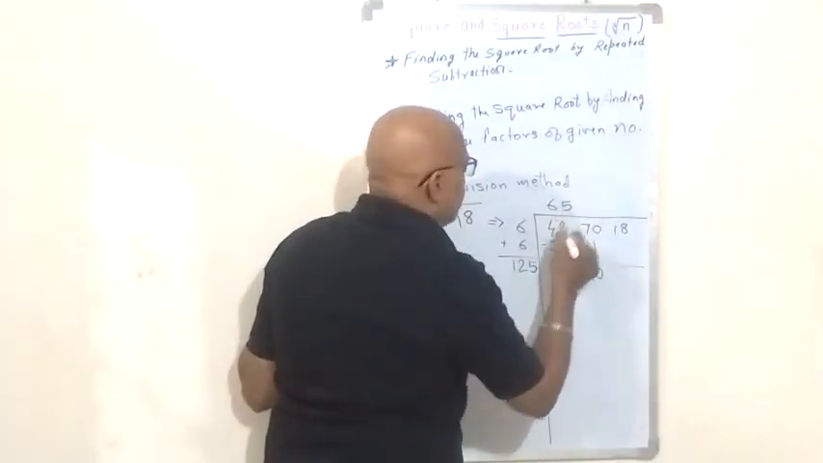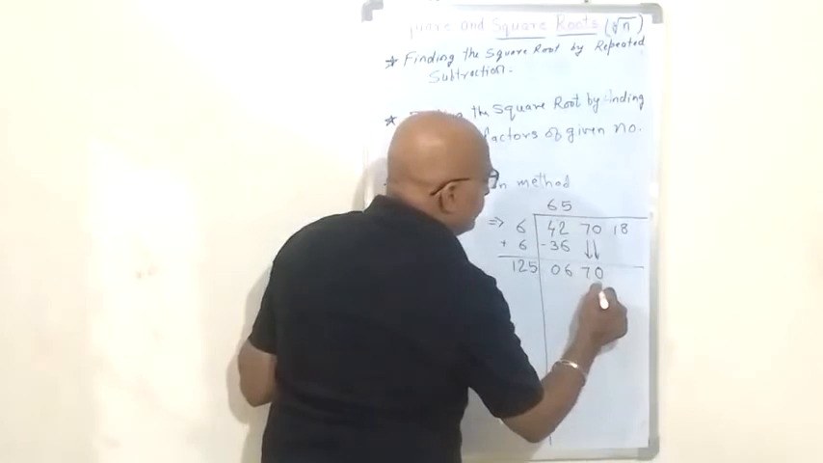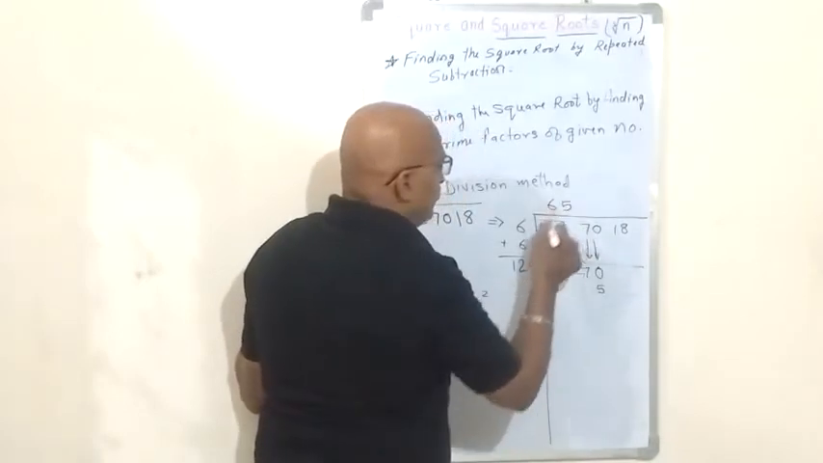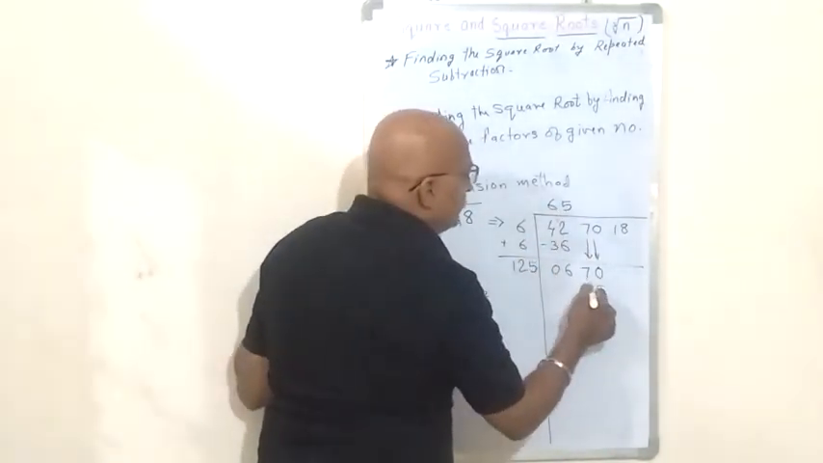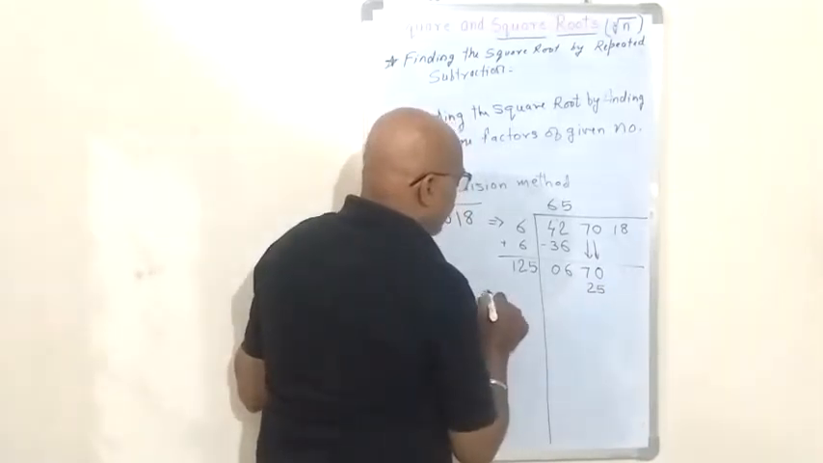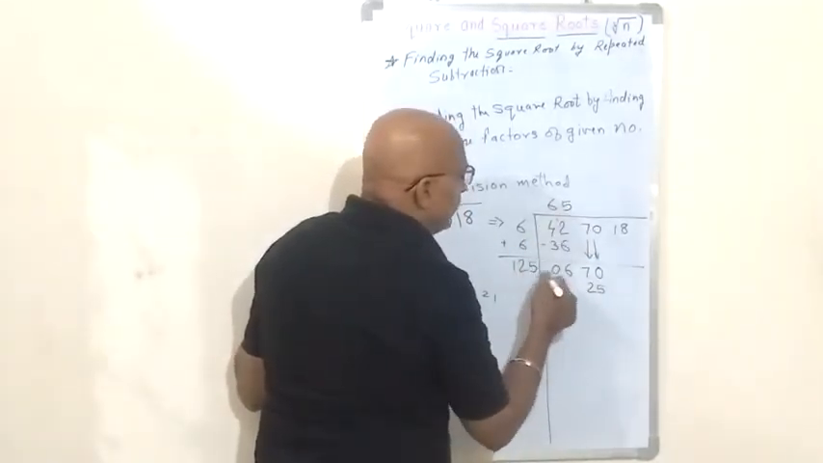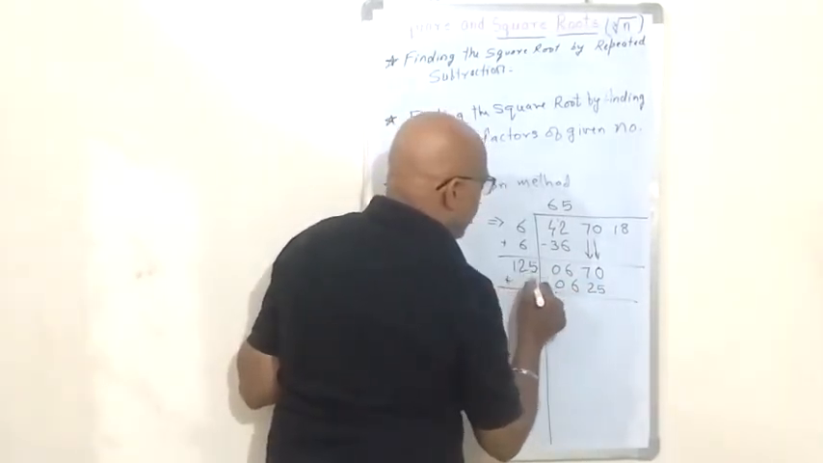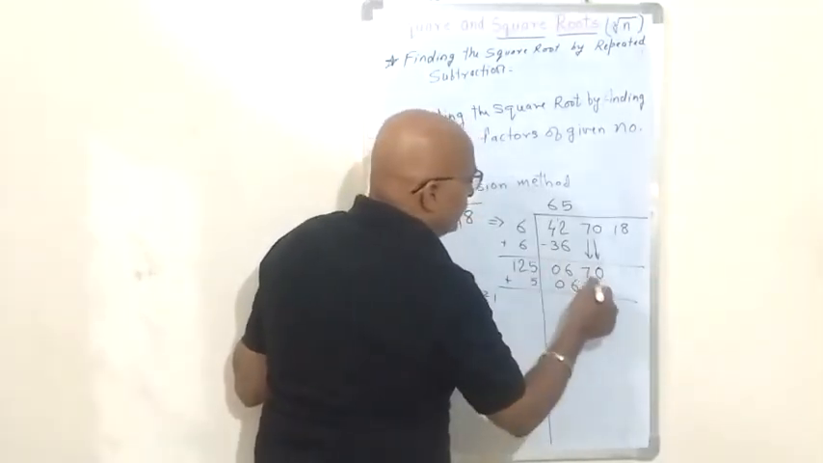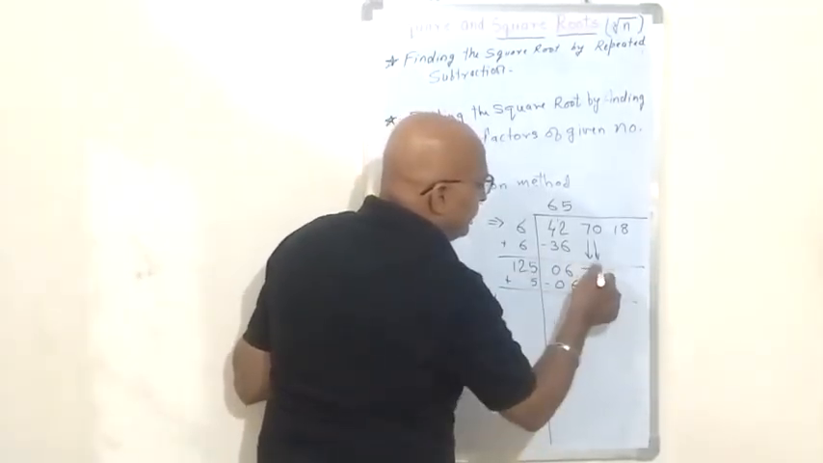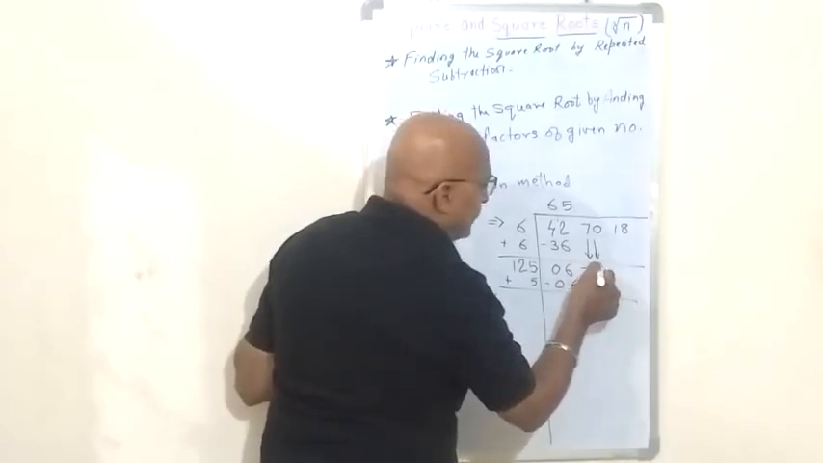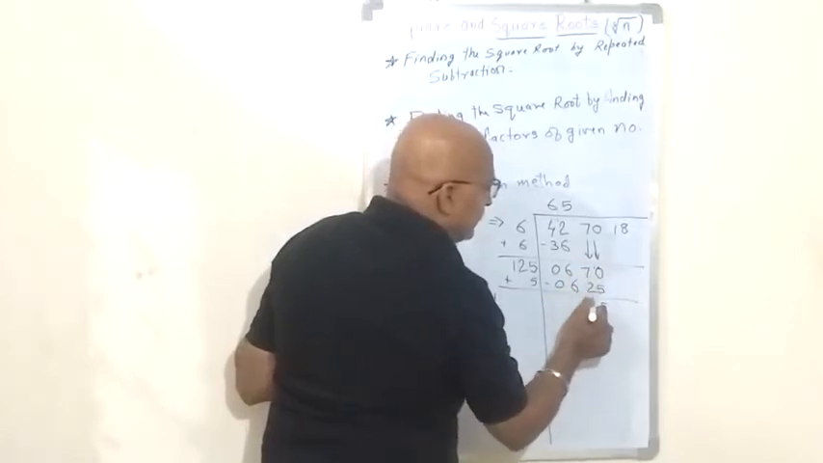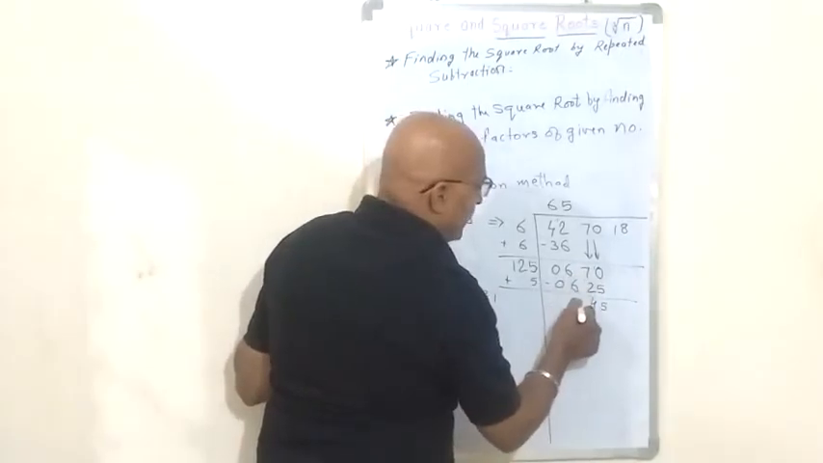Again here 5. So 5 5s are 25. Carry over 2. 5 2s are 10. 10 plus 2 is 12. Again carry over 1. 5 1s are 5 and 1, 6. And here 0. Here you have to add the same number, that is 5. So here subtraction again. 0 minus 5 doesn't go. So 10 minus 5 is 5. 7 minus 1 is 6. So 6 minus 2 is 4. 6 minus 6 is 0.